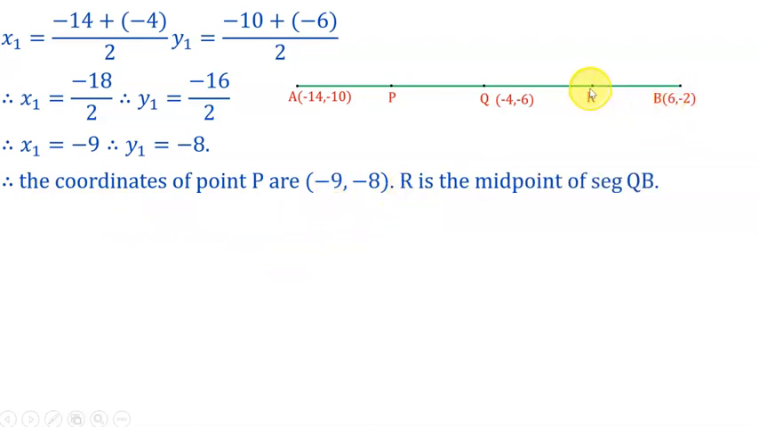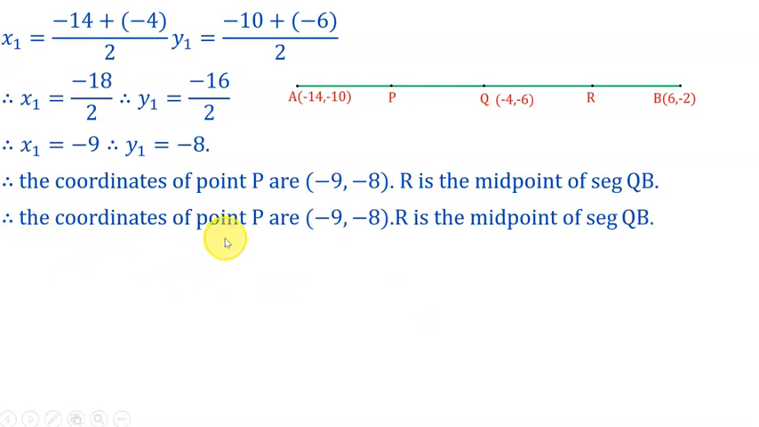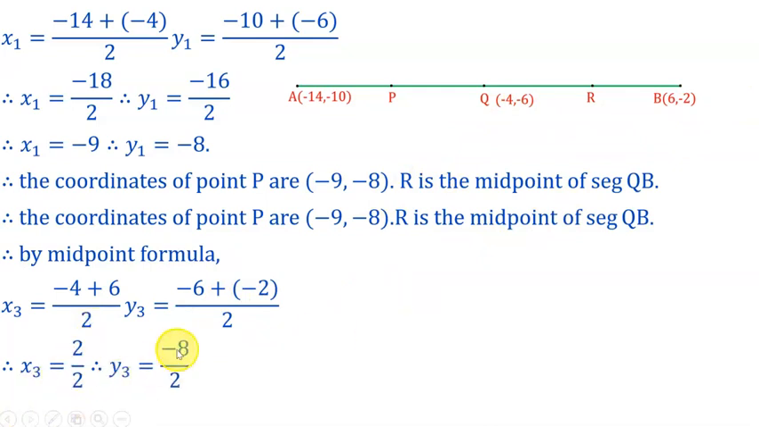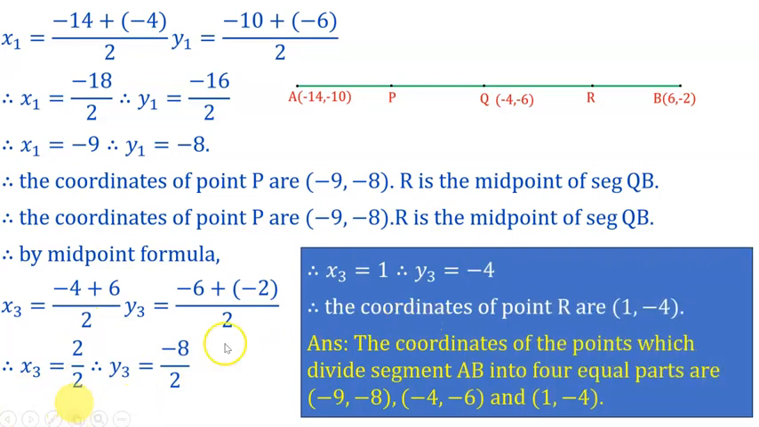Now next, आता R हा कोणाचा midpoint आहे तर QB चा. Again here we will apply the midpoint formula. R is a midpoint of segment QB. By midpoint formula, x3 is equal to (-4 + 6)/2 and y3 is equal to (-6 + (-2))/2, and finally x3 is 2 upon 2, y3 is -8 upon 2. Therefore, x3 is 1 and y3 is -4.